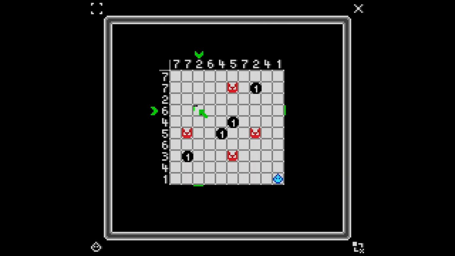Level 70. If we look at this row, it has to have 5 walls. And there needs to be 2 empty spaces either here or here. Which means these 3 have to be walls. And it's the same here.